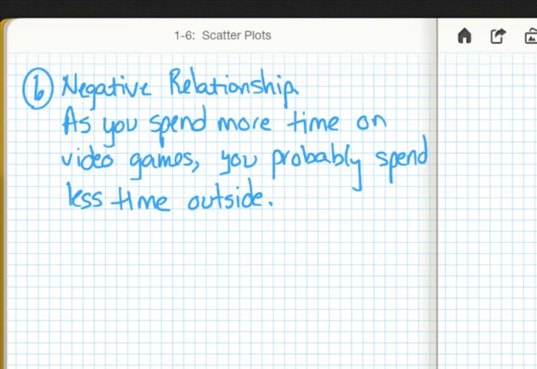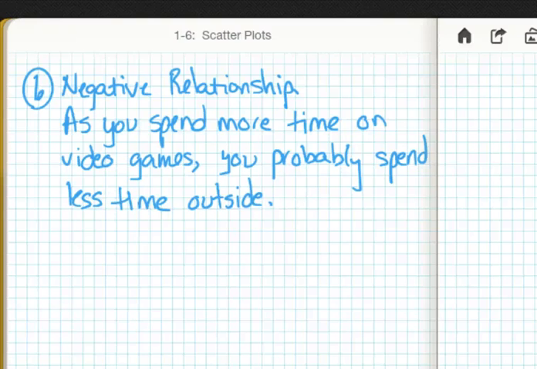For number 6, I would probably say that there's a negative relationship. As you spend more time on video games, you're probably spending less time outside, which would give you a situation where as X increases, Y decreases. So that is a negative relationship.